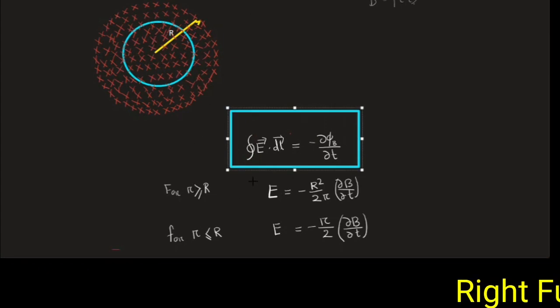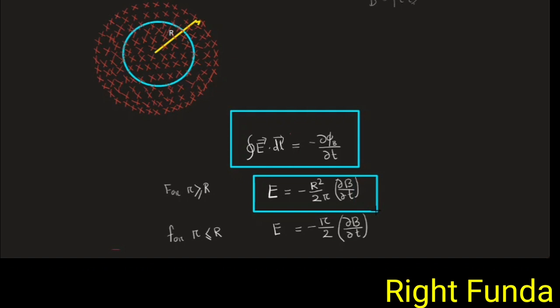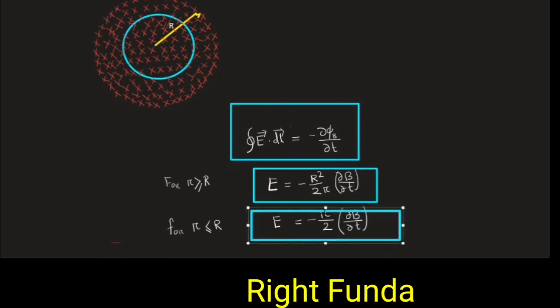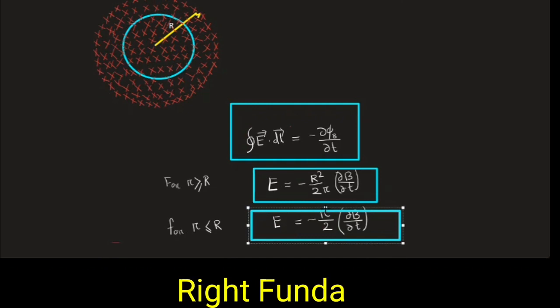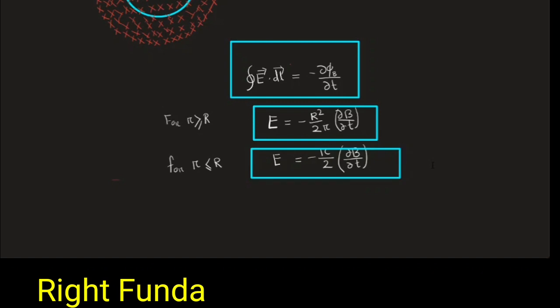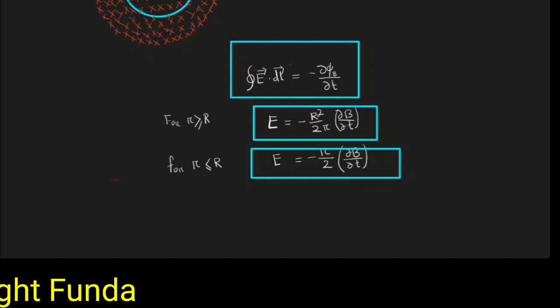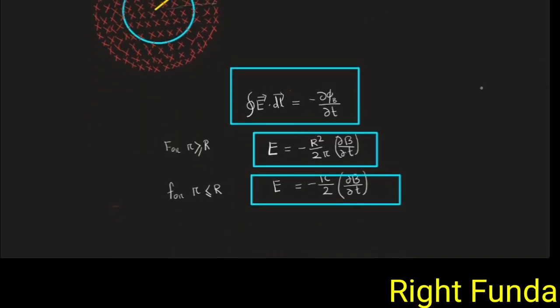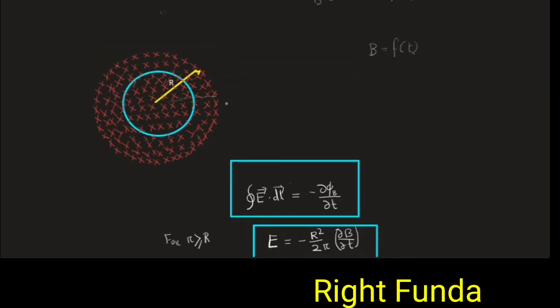One is this electric field for r greater than or equal to R, where this is the magnetic field, and this is the case if I take r more than R. The two cases we have got. Here capital R is the radius of the cylindrical region in which the magnetic field exists, and small r is the point where I want to get the electric field.